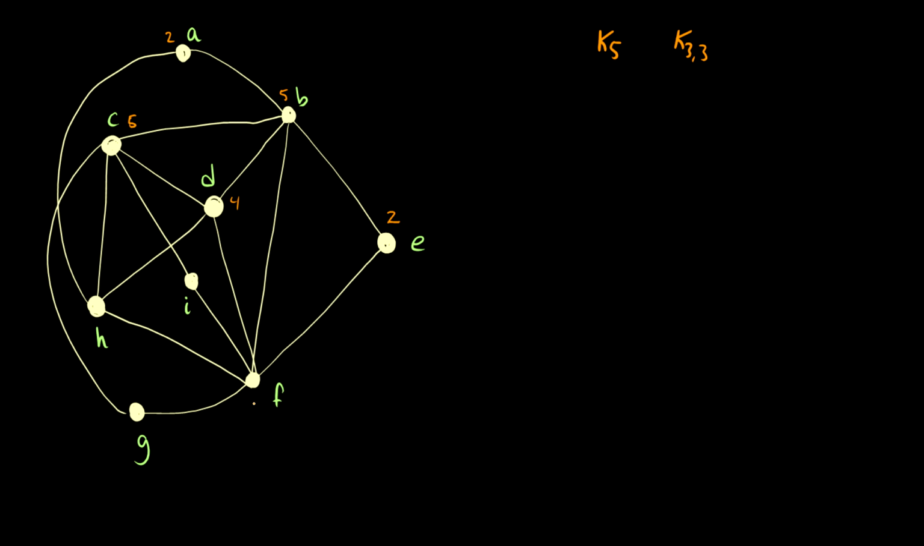It looks a lot more than 5. 1, 2, 3, 4, 5. Okay, that's a 6. This G is a 2. This H is a 4. Okay, and this I, of course, is a 2. So what I don't see here are any 3s. So we're not going to look for a K3,3 graph. But what I do see are some 5s.